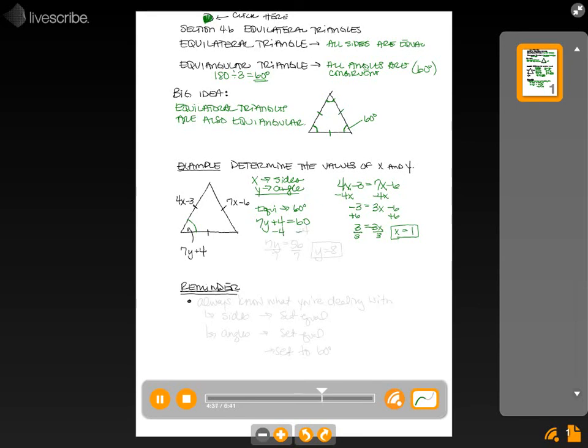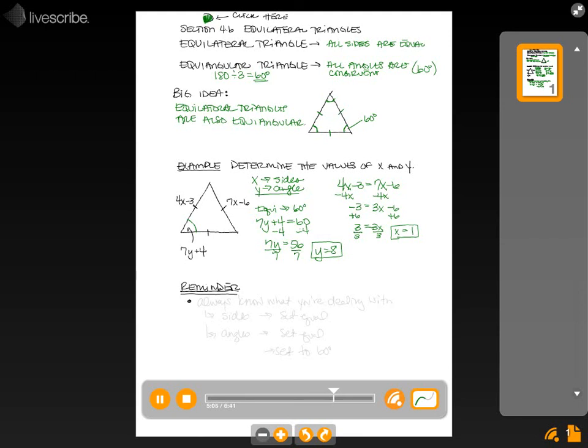So now we subtract 4. 7y equals 60 minus 4 is 56. Divide by 7. So y is 8. And again, we don't have to plug it back in. We can plug it back in to check. We should get 60 because the angles of an equilateral, equiangular triangle are always 60. But it just asks us to find y, so we can stop there.